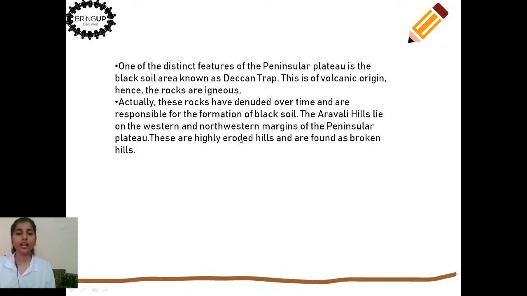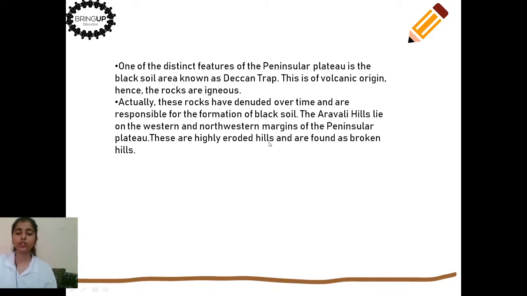So, the Aravalli Hills, we have seen, are also included in the Peninsular Plateau. They are towards the western side, and these are highly eroded hills. So now you know why the Deccan Trap is of volcanic origin. I think that's all of the Peninsular Plateau.